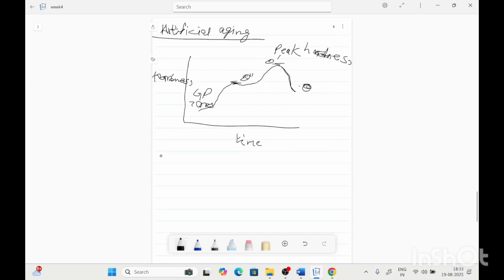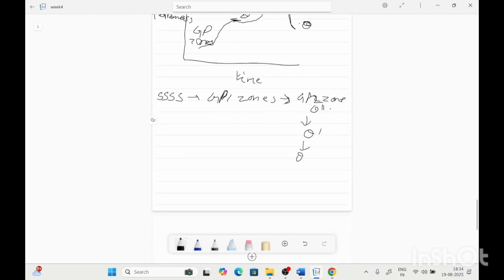So if we talk about the sequence, first the supersaturated solution is formed. Due to aging, the GP1 zones are formed. Then with time, the GP2 zones are formed. These GP2 zones are known as the theta double prime. Then the theta double prime will further change to theta prime and theta. So the theta is the overaging condition.